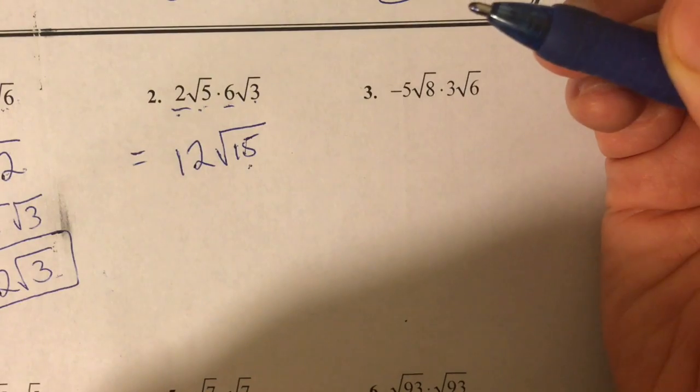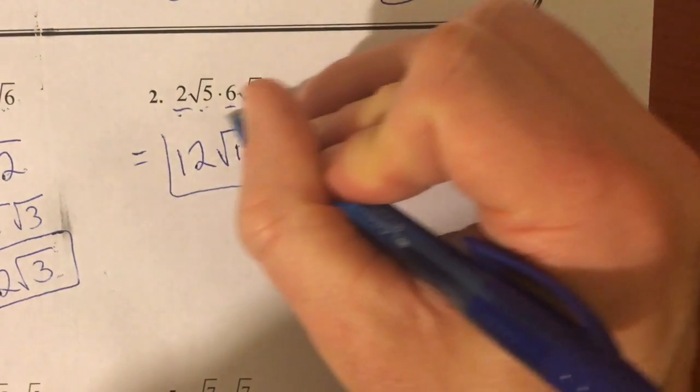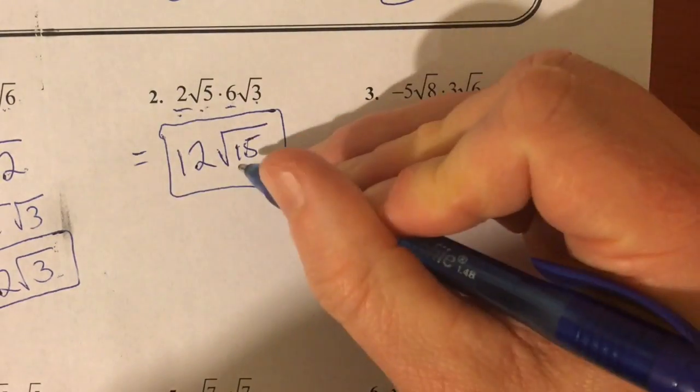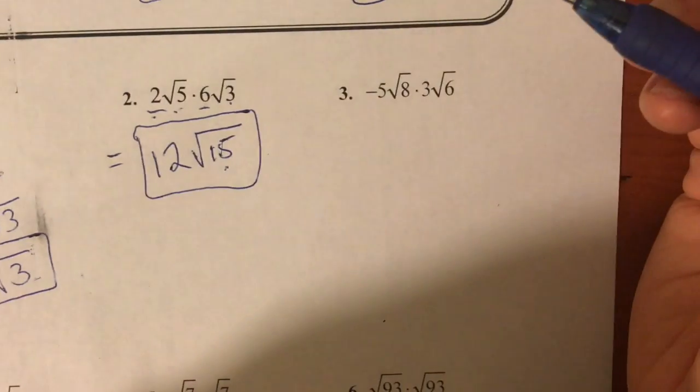It breaks down to 5 and 3, but neither is a perfect square, and that's it. Root 15 is completely reduced. Remember, you're only trying to reduce the square root here. 12 is just a regular old number 12, so leave that alone.